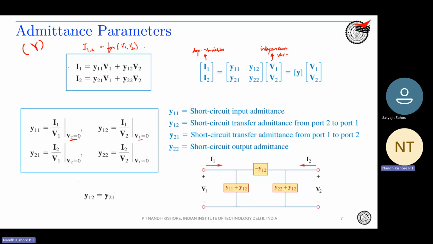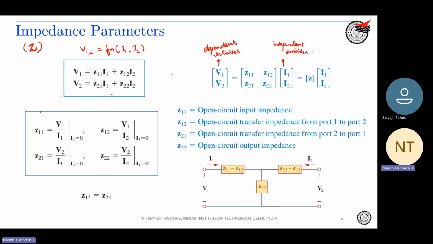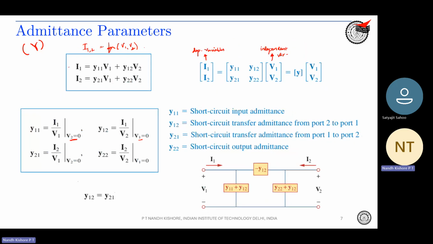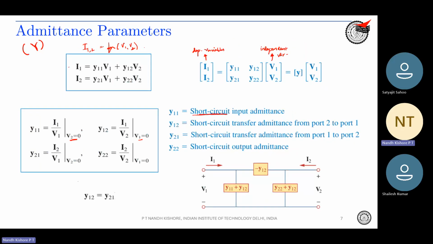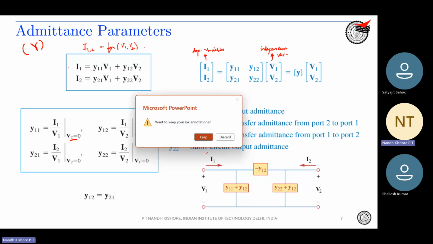And when will there be no drop? Only if it's a short circuit. If it's a short circuit, you know that the voltage is going to be 0. Right? That's why you see over here everywhere the definition is short circuit impedance, short circuit output admittance, and so on. Okay, so I think this is also fine. This is just a recap.